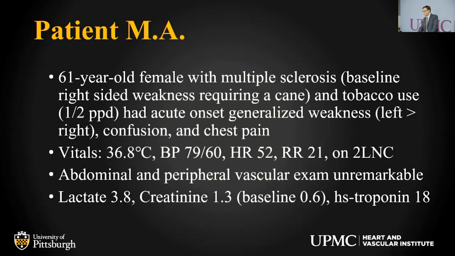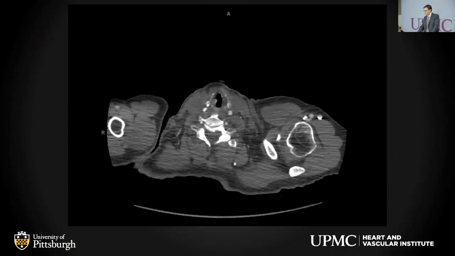There she was found to be hypotensive, required a little bit of supplementary oxygen. She had no abdominal complaints, and her peripheral vascular exam was unremarkable. On labs, she was found to have an elevated lactate and AKI. Her high sensitivity troponin was within normal limits. For that reason, she got a CT scan.